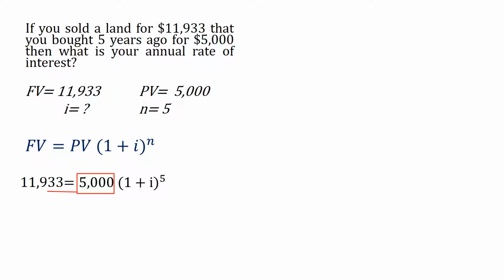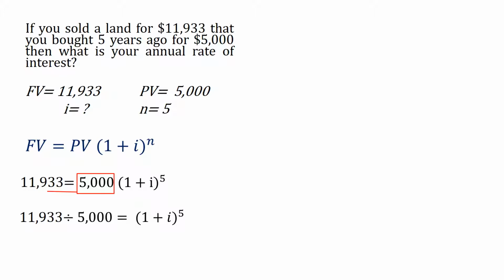But you gotta be careful in doing that because the 5,000 is initially multiplied by 1 plus i to the power of 5. And this way, if I want to move it to the left side of the equation, I will need to use the opposite sign, and the opposite of a multiplication is a division. So I will divide 11,933 and 5,000, and on the right side of the equation I will be still left with 1 plus i to the power of 5.